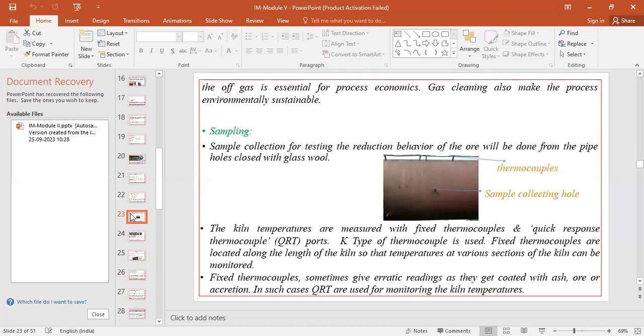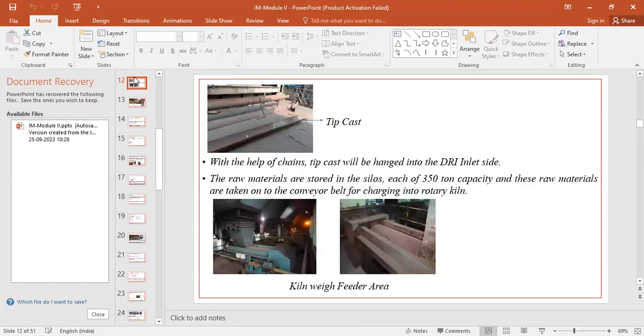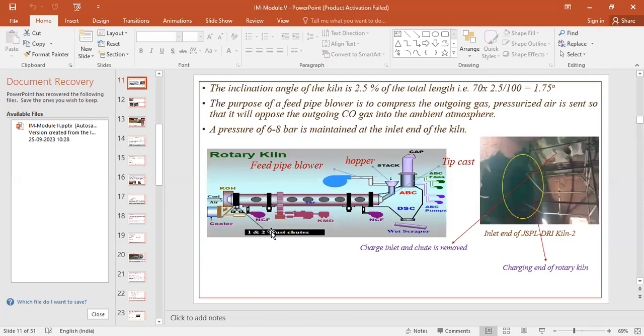And then see the sampling process. So in a nutshell, if you see whatever we have discussed till now, here you have the burner, and then the air inlet is there. So you have ID fans here. From here, these ID fans will try to suck this entire air from this kiln. Then it passes through like this.